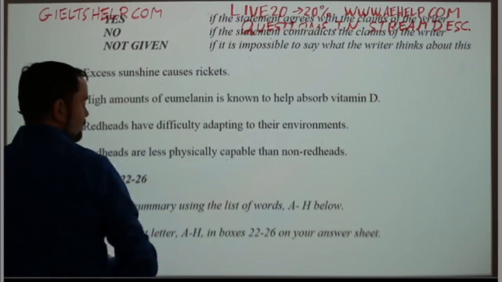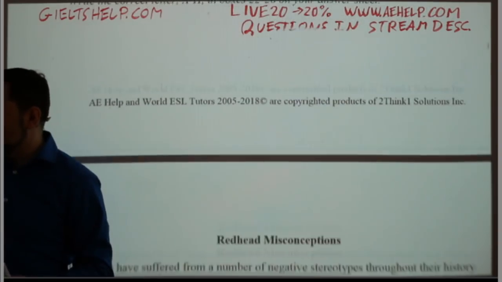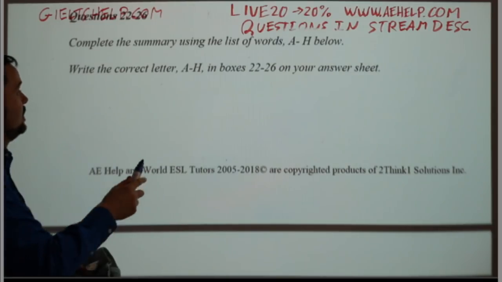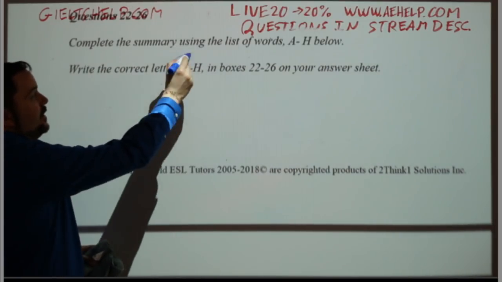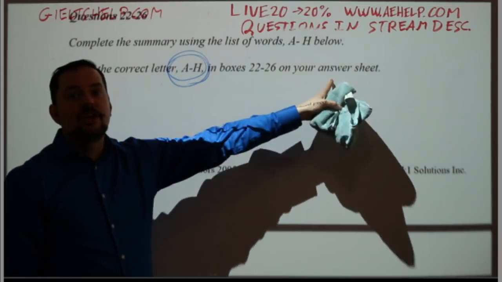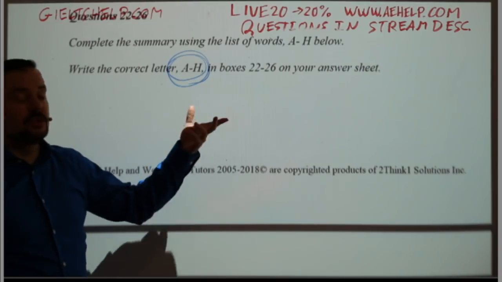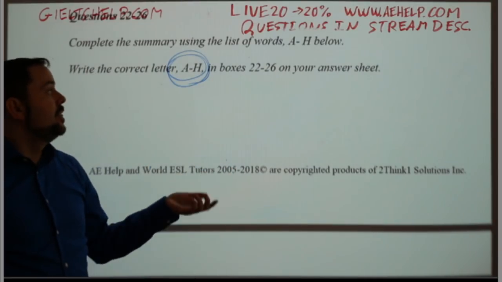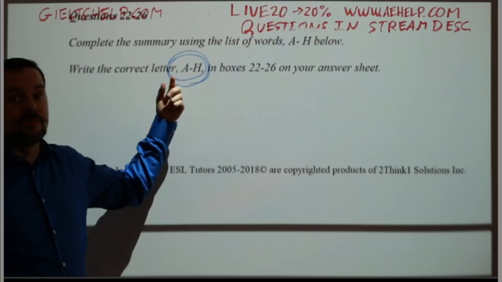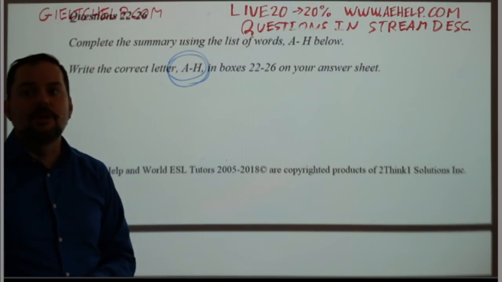Here we go. Complete the summary with the letters A to H. So pay attention to this, okay? It says write the correct letter A to H in the boxes in your answer sheet. A very common mistake that a lot of students make is they actually write the word and not the letter. Make sure you write the letter, not the word. If you write the word, you get it wrong, okay? So really important.